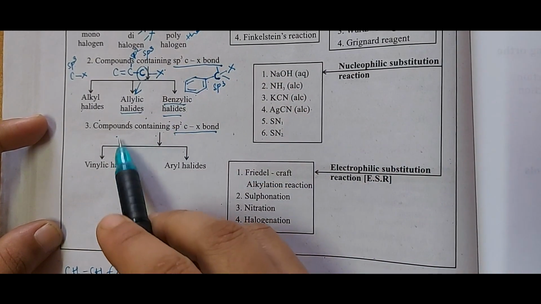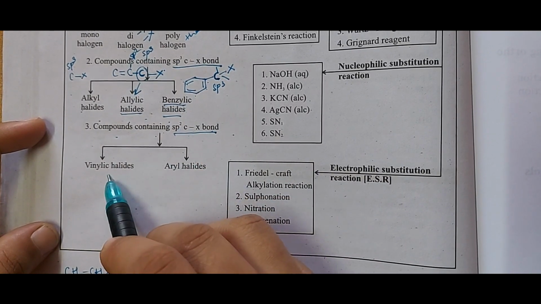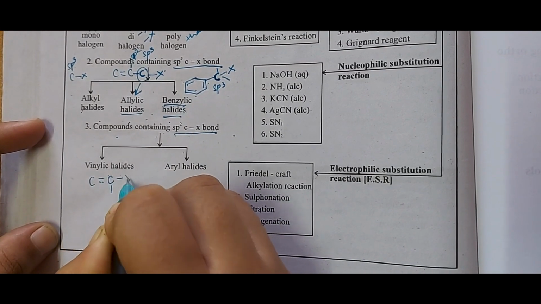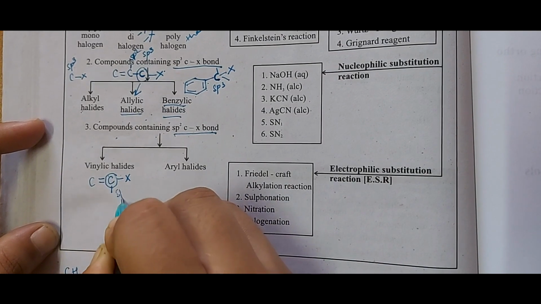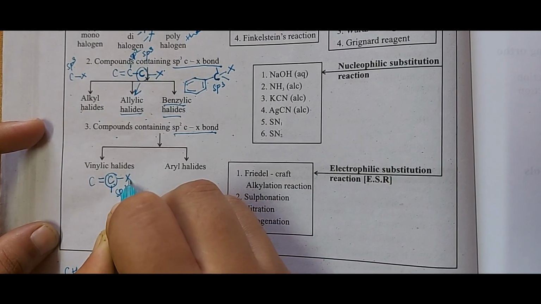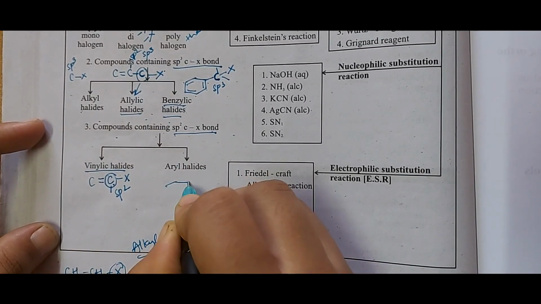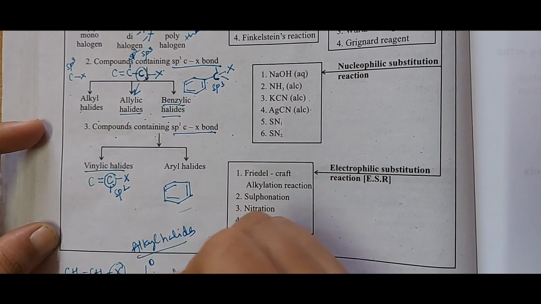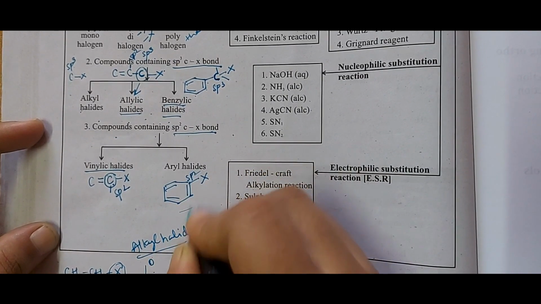Next, compounds containing an sp2 hybridized carbon-halogen bond. They are of two types, vinylic and aryl. Vinylic is an sp2 hybridized carbon atom having a halogen directly bonded to it. That sp2 hybridized carbon atom is the vinylic carbon, and since a halogen is bonded to it, it's a vinylic halide. Similarly, as already seen, if a halogen is bonded to the sp2 hybridized carbon atom of a benzene ring, we call the corresponding halide an aryl halide.